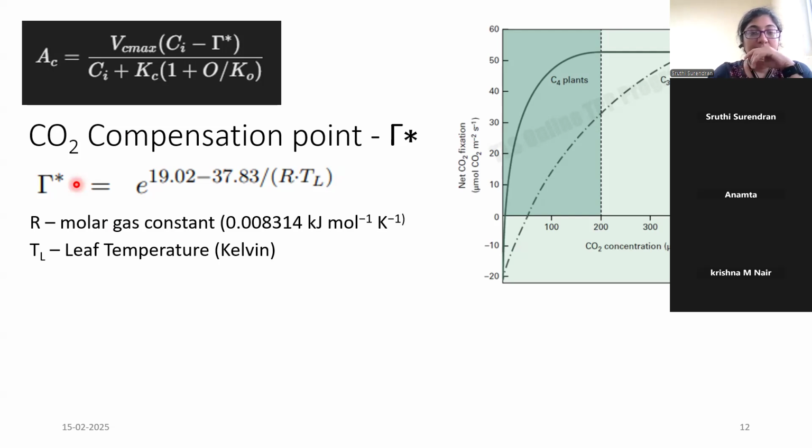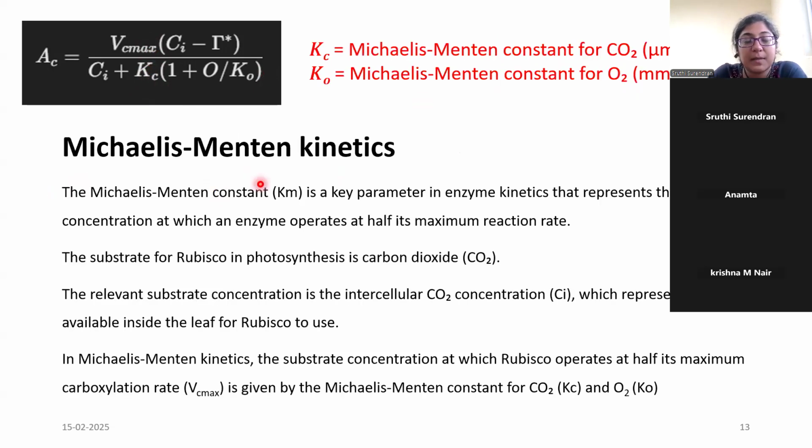Okay. Now the next parameter or variable over here is Kc and K naught. I said Kc and K naught are Michaelis-Menten constants. So this Michaelis-Menten kinetics is a parameter that is giving us an idea about the enzyme kinetics in a substrate. So here the enzyme that is playing the role is the Rubisco.